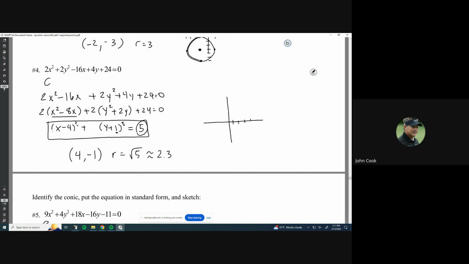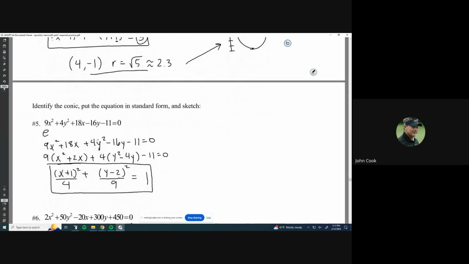Go over 4, then down 1, and then go over about 2.3. So about 2.3-ish to the left, about 2.3-ish to the right, about 2.3-ish up, right there. Then go down about 2.3-ish: down 1, down 2, down about 2.3, and then just draw your little circle out. That's good enough. Honestly, if you show this stuff and have a shape that's vaguely familiar and you make sure they graph the center, obviously, we'll be pretty happy with that.